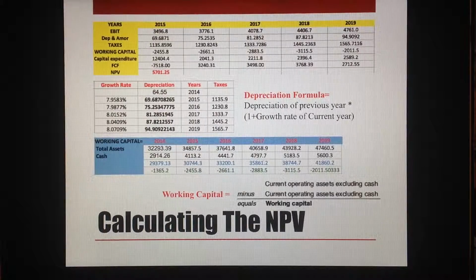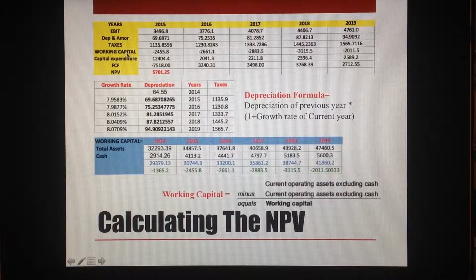Then how I calculated the NPV. I started by getting the EBIT from the income statement for each year, and then I calculated the depreciation by this formula: depreciation of previous year times 1 plus growth rate of current year. This table shows how I calculated each year, and these are the depreciation for every year.